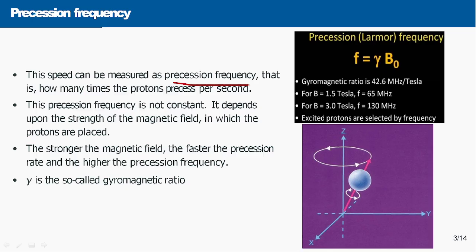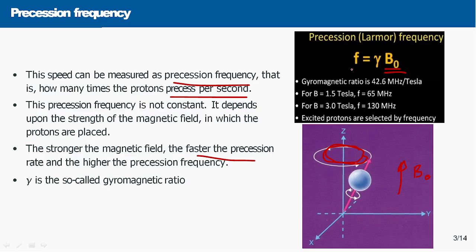This rotation is also considered as one frequency. We call it the precession frequency, that is, how many times the proton precesses per second. This precession frequency is not constant because it depends on the external magnetic field in which the protons are placed. The stronger the magnetic field, the faster the precession. That means if we increase the magnetic field under whose influence the proton is aligned, then the speed of rotation, or the frequency, will increase.